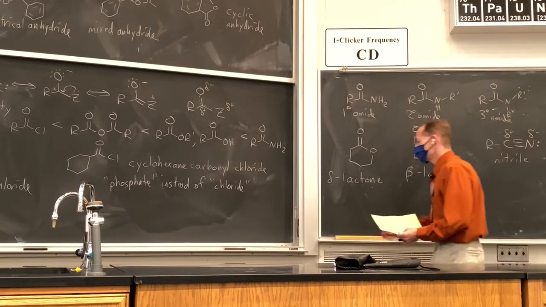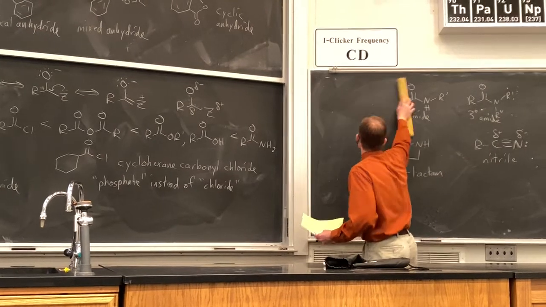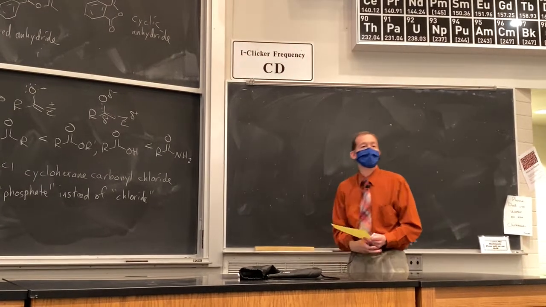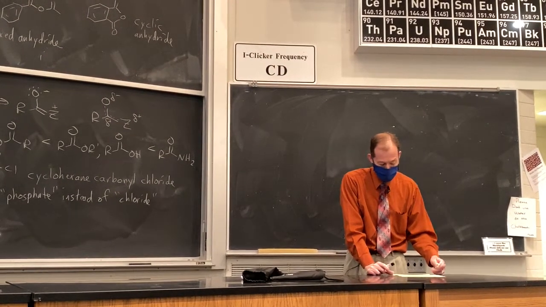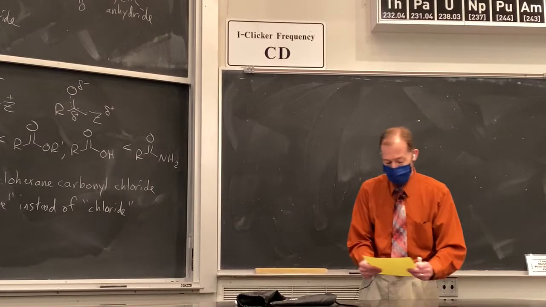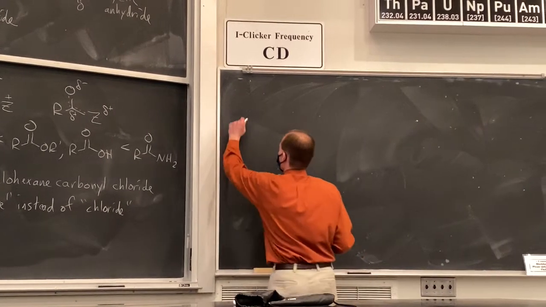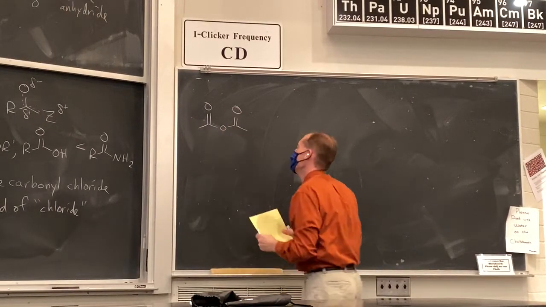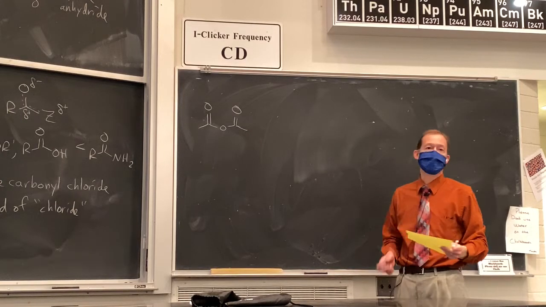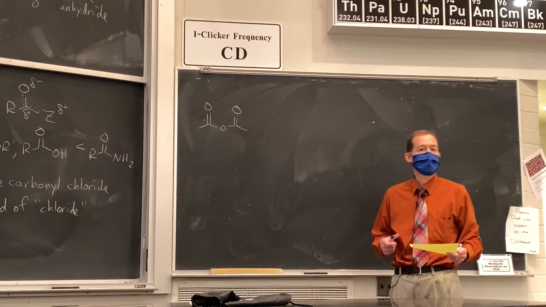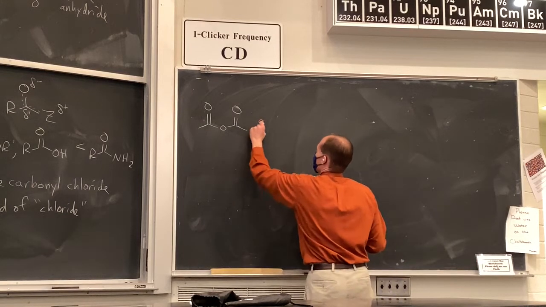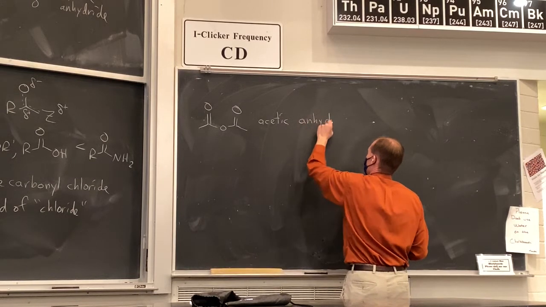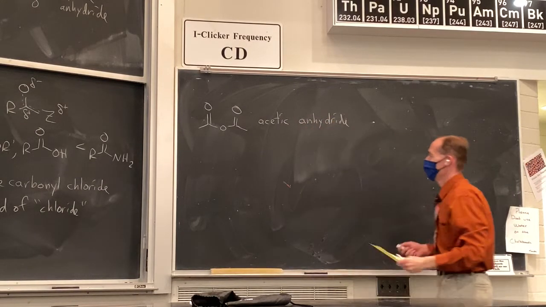Anhydrides, we just replace the word acid with anhydride. Okay, so that's pretty straightforward. Okay, so if it is a symmetrical anhydride, then it's really easy. So this is a symmetrical anhydride derived from acetic acid. So we just write acetic, and we replace the acid with anhydride. Okay.